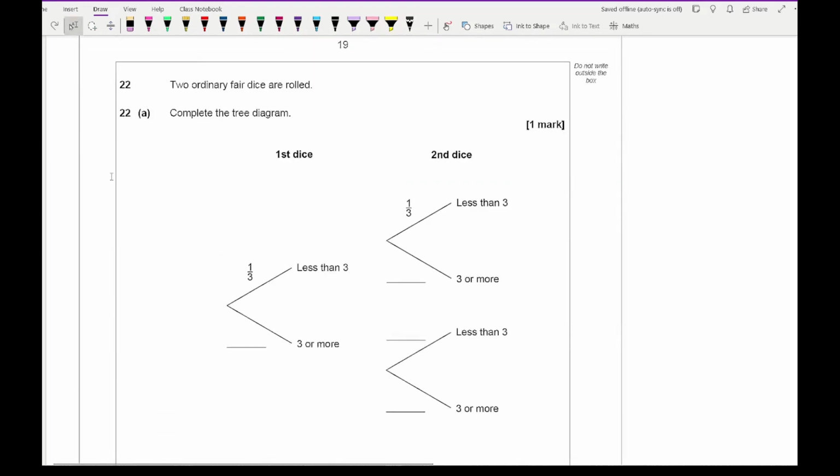Question 22 says that 2 ordinary fair dice are rolled. Complete the tree diagram. So if the probability of getting less than a 3 is a third, then the probability of getting 3 or more is going to be 2/3. And then all I need to do is just repeat the process. Now, if you did write 4 over 6, that should be fine. But again, you always want to try and simplify your fractions if it is possible.